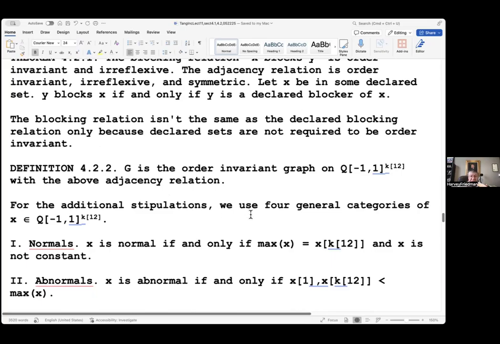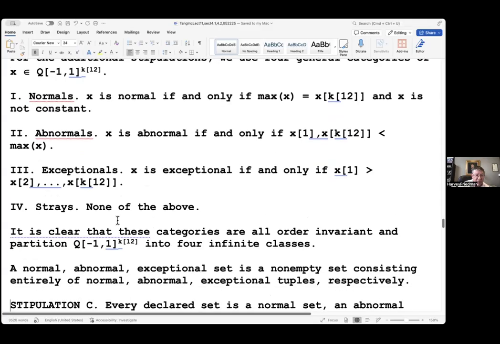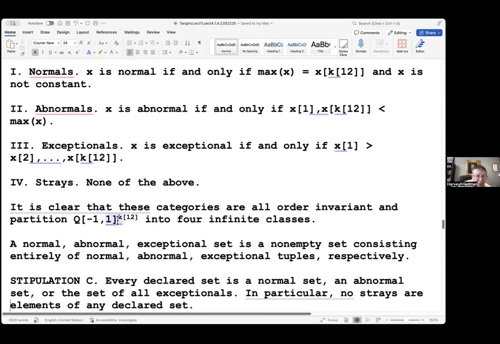For the additional stipulations, we use four general categories of X: normals, abnormals, exceptionals, and strays. This is a partition. Normals are the ones we really care a lot about, and they're the ones that we use mostly. Normals mean that the maximum term is the last term.